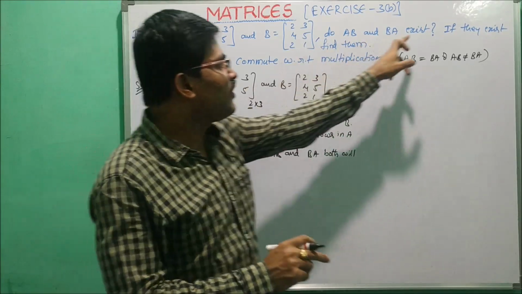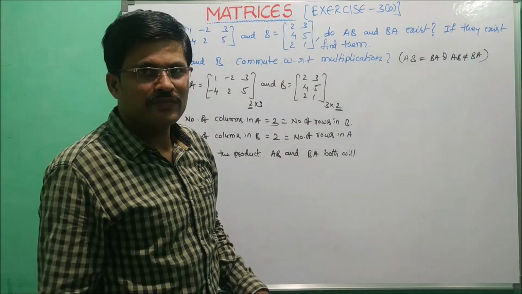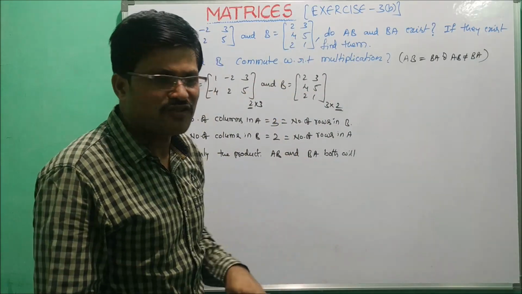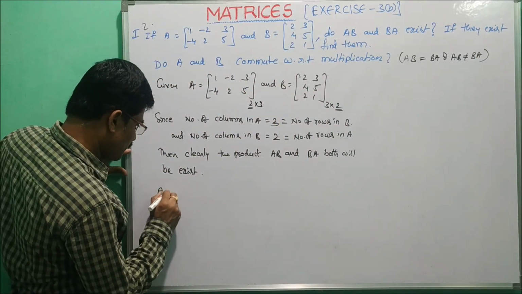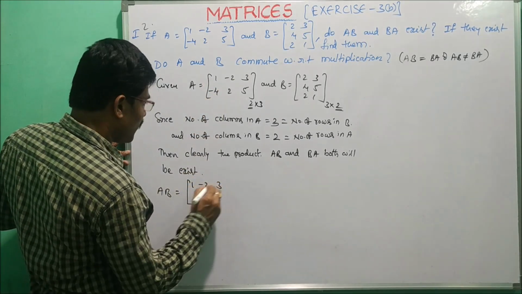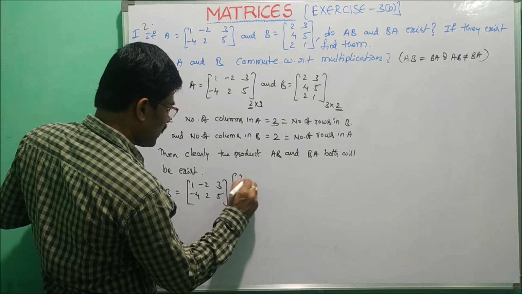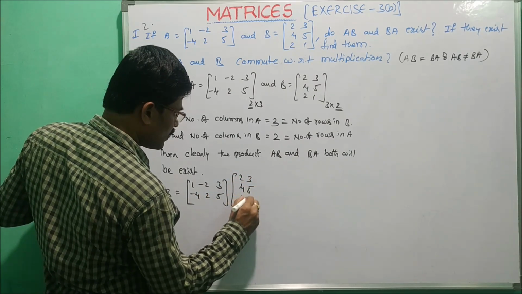So that is the first question. Next, if they exist, find them. So if it exists, we have to find out. Now we have to take AB. Now we write the first matrix, 1 minus 2 3 minus 4 2 5. The second matrix is 2 3 4 5 2 1.